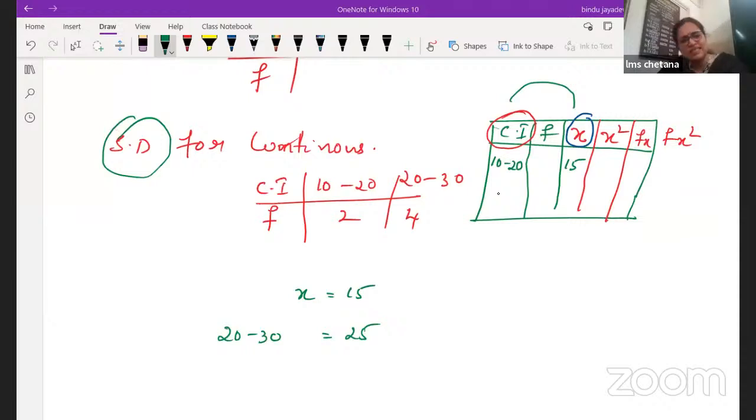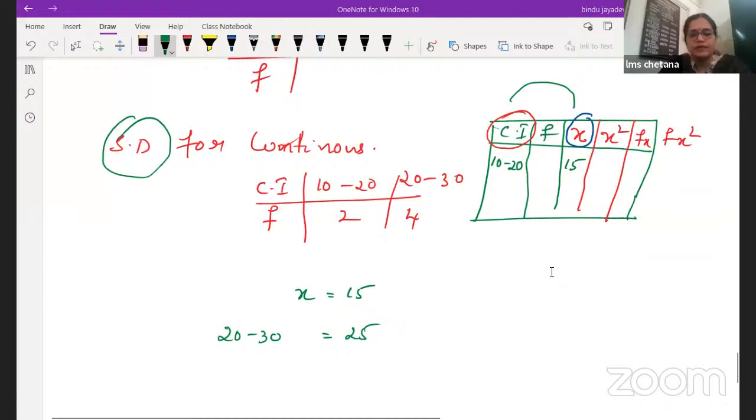Clear? But that is easy. Once you learn discrete data, go to the textbook and you will get some sums. Otherwise, refer to our notebook. It is in the notebook, a class I have done already. We'll see. I'll keep continuous data pending. In case you get time, we will do it. Not today, at least tomorrow, if it is possible.